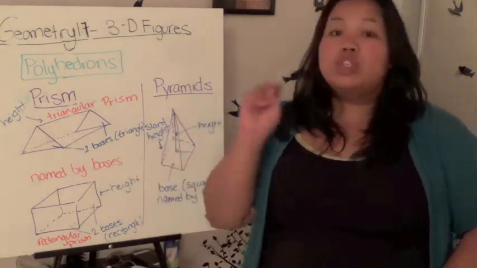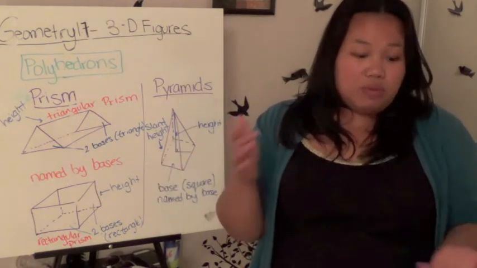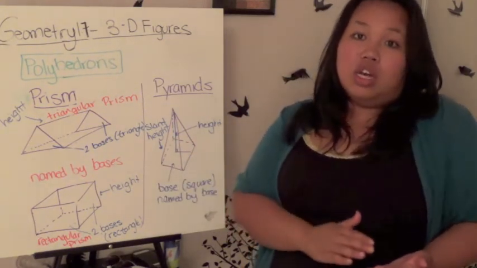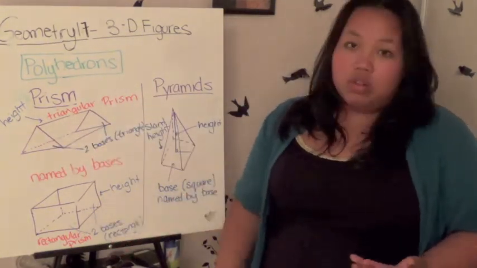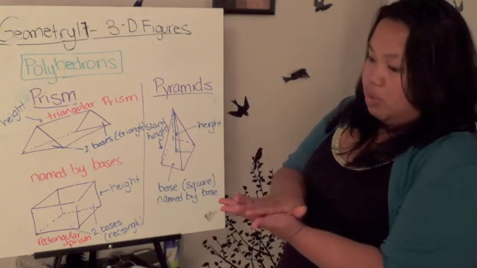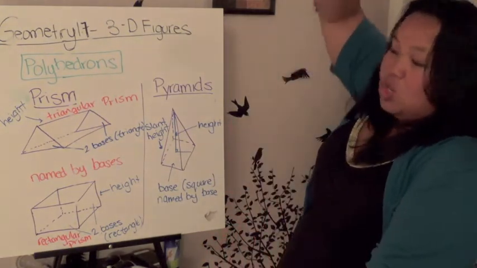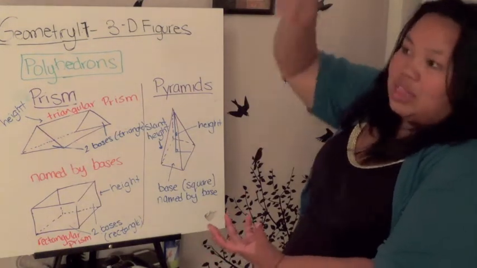A prism has two bases. Now the bases can be any shape, any of the two-dimensional shapes you have. You can have an octagon, a pentagon, or in this case we have a triangle and a rectangle. So basically what a prism is, you take a shape, and then you stretch it, so that you have the two bases and then a height that connects them.